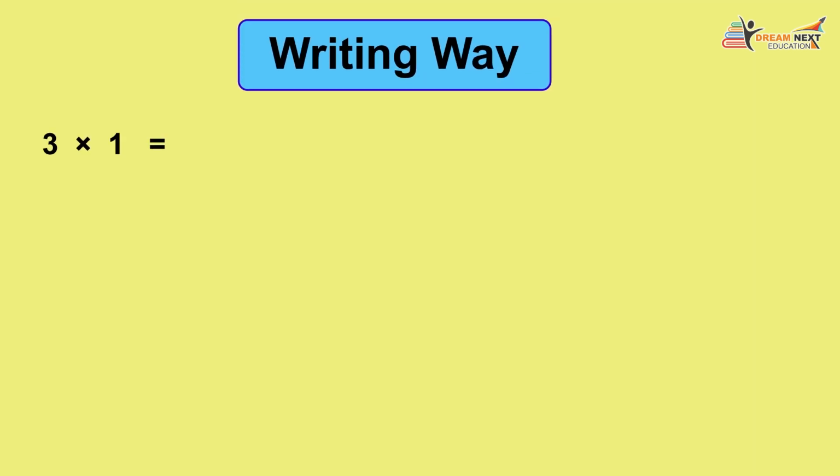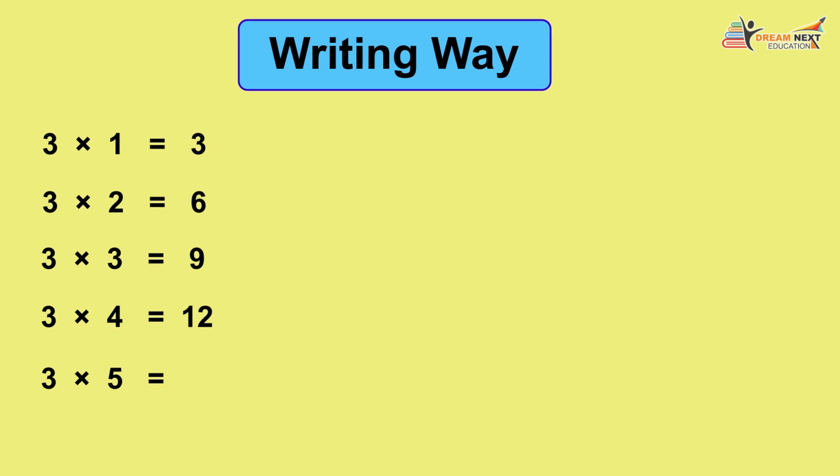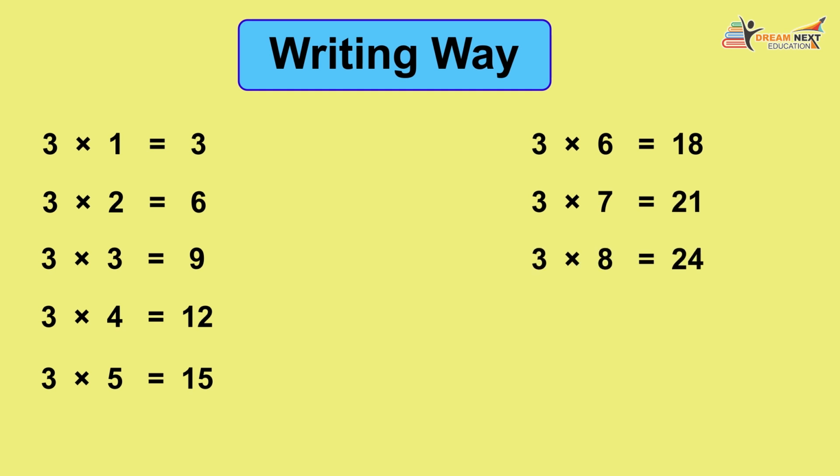Writing way. 3 into 1 is equal to 3. 3 into 2 is equal to 6. 3 into 3 is equal to 9. 3 into 4 is equal to 12. 3 into 5 is equal to 15. 3 into 6 is equal to 18. 3 into 7 is equal to 21. 3 into 8 is equal to 24. 3 into 9 is equal to 27. 3 into 10 is equal to 30.